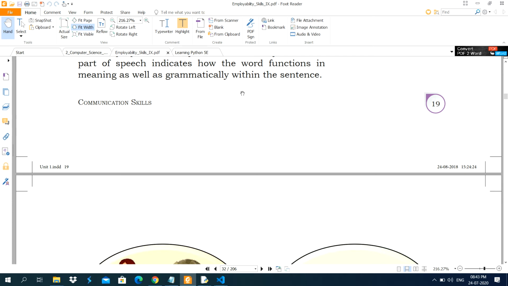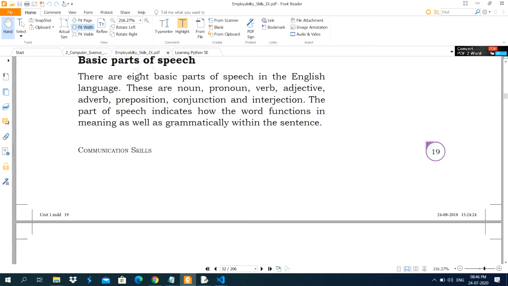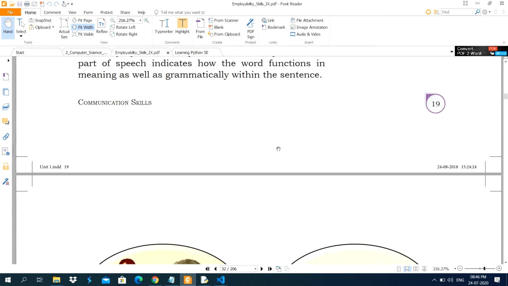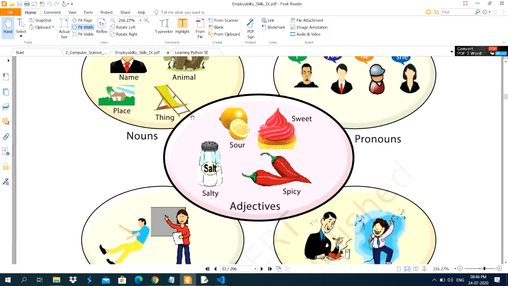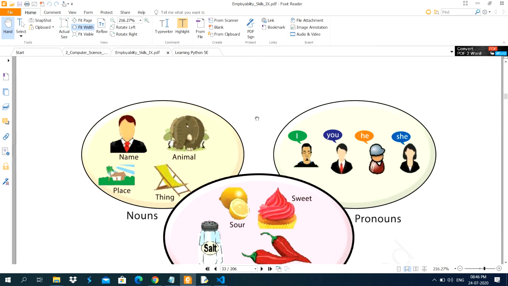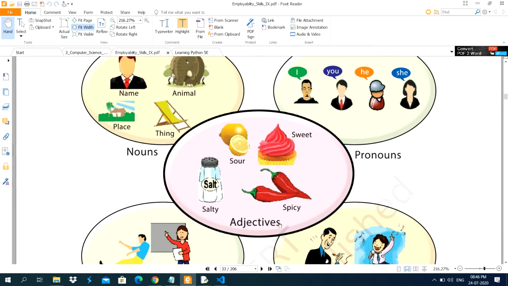The parts of speech. So there are 8 parts of speech in the English language. These are noun, pronoun, verb, adjective, adverb, preposition, conjunction, and interjection. And the parts of speech indicate how words function in a sentence and make proper sense of a sentence. See, this is a pictorial representation of parts of speech.